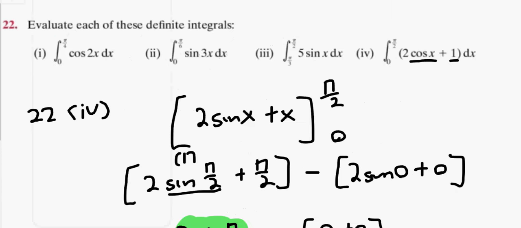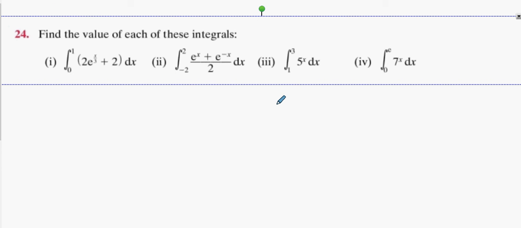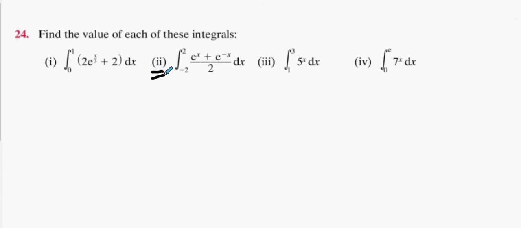Alright, 24 apparently. And 24 has some awkward parts as well. So this is going to be fun. Alright. Alright guys, I know it's really late. Alright, let's focus, alright? Focus, focus, focus.